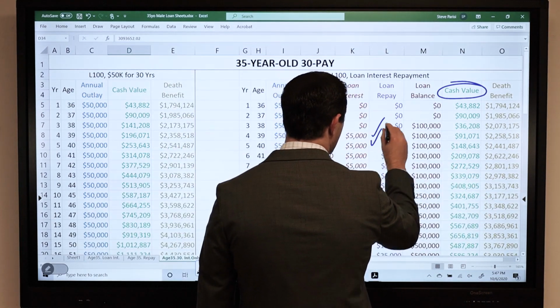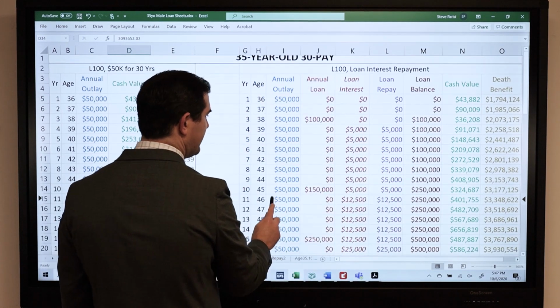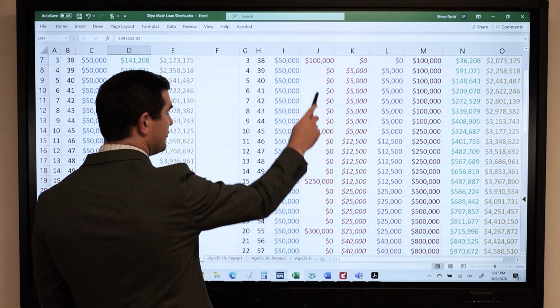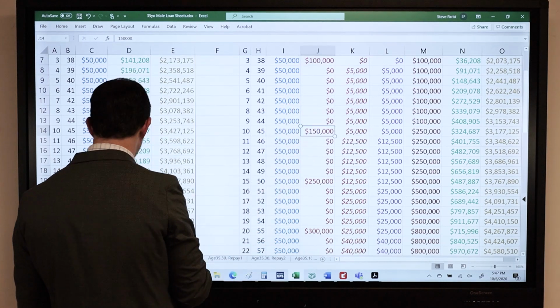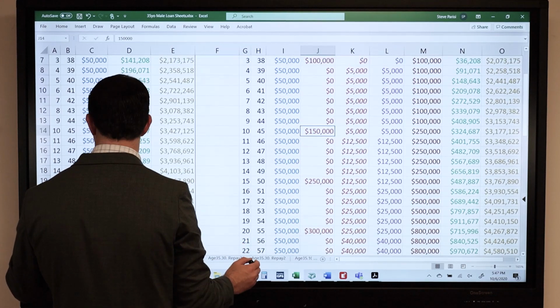So here, we're paying the loan interest out of pocket every year. Then we take out a $150,000 loan. Because I've paid the loan interest out of pocket each year, what's happened to my loan balance?